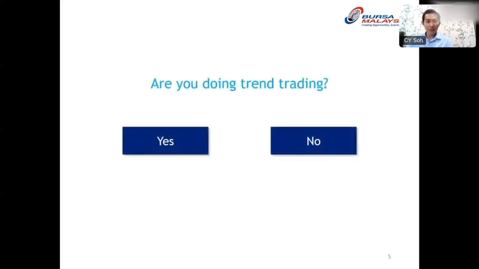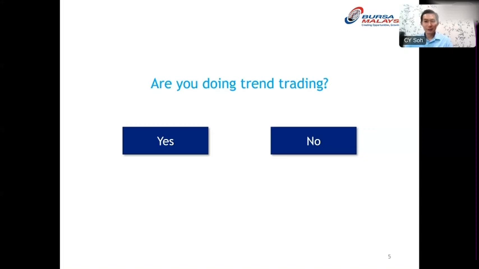Now, before we begin, let's take a quick poll. How many of you here is currently doing trend trading? If you are doing trend trading, you can type in yes in the chat box. If you think that you are not doing trend trading, you can just type in no in the chat box, so that I know how trend trading will be able to help you in whatever form of trading that you are doing.